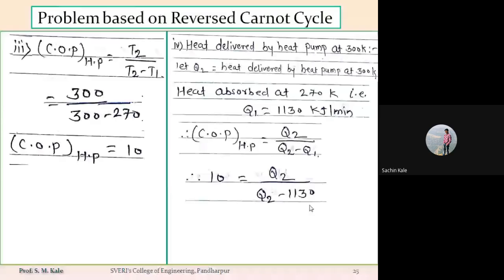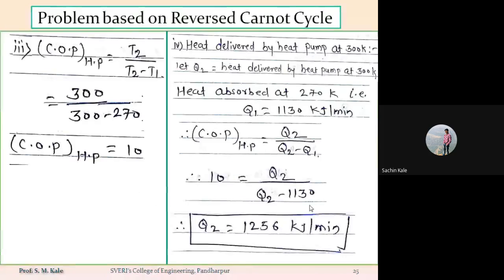So here you will get the value of Q2, whereas Q2 is nothing but the amount of heat rejected to the 300 Kelvin temperature body. Are you getting the problem or the solution of the problem?